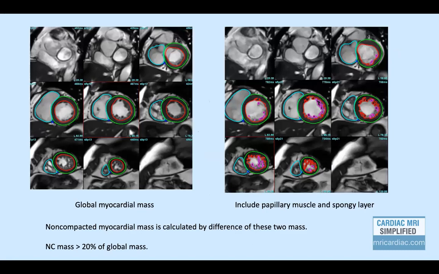The other diagnostic criteria which may be helpful is calculation of non-compacted myocardial mass, and whenever it is more than 20% of the total mass, it is considered abnormal.